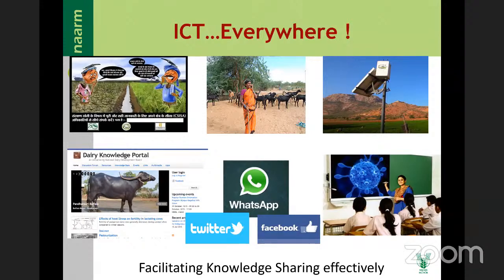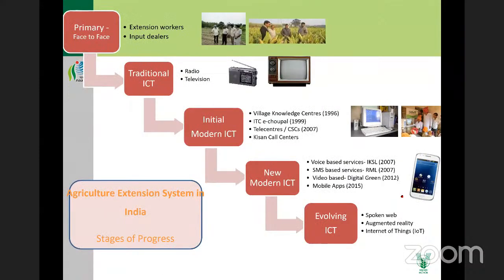IKSL, IPCO Kisan Sanchar Limited. IPCO Kisan was started in 2012. So like that, AgriNet, AgMarkNet. Next is AgMarkNet, iKisan, Digital Mandi, ERIC. So many ICT initiatives are implemented in our agriculture facility for knowledge sharing effectively with the farming communities. You see, primary face-to-face extension workers and input dealers have to go to the field and discuss with the farmers.